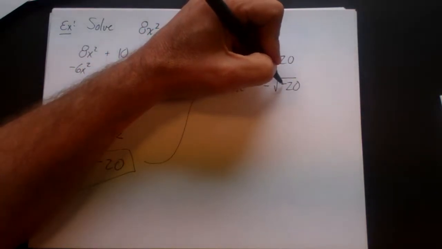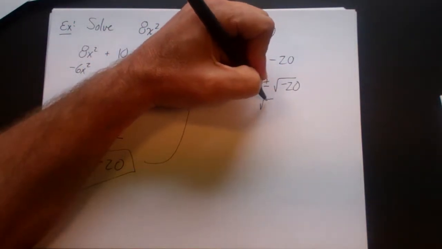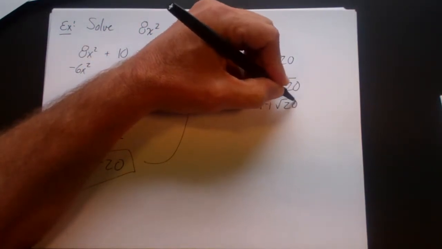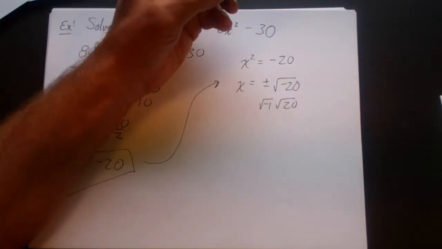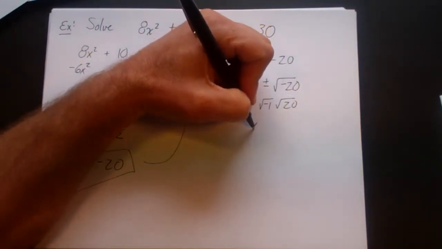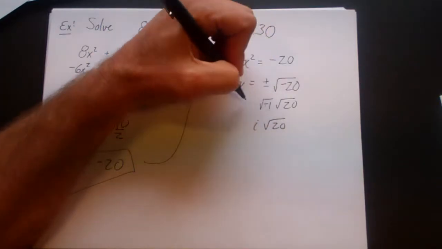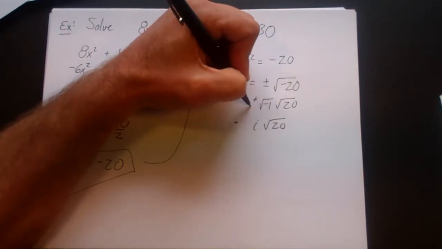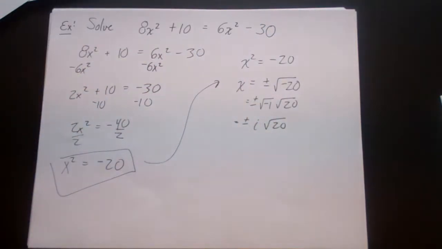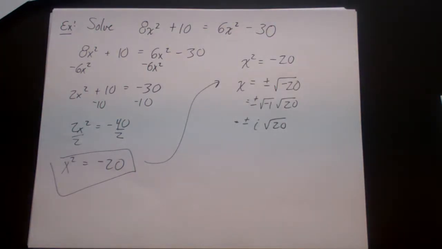So when you have a square root of minus 20, you're going to break that up into minus 1 and 20. And the minus 1 becomes an i, so it's i times the square root of 20. Don't forget your plus or minuses. And now you're going to simplify the square root of 20.